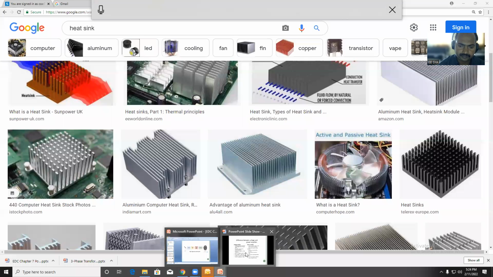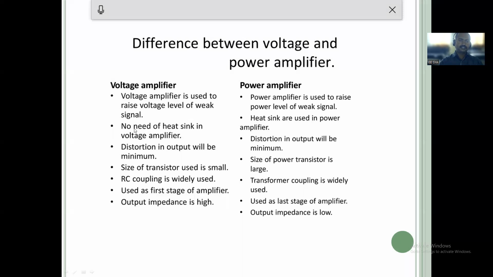Okay, so we just discussed that there is no need of a heat sink in a voltage amplifier, right? So see, why is there no need? Why don't we need a heat sink in the case of your voltage amplifier? See, the power amplified by your voltage amplifier is not more, right? More power isn't there, so it indicates no need of the power going outside, right?